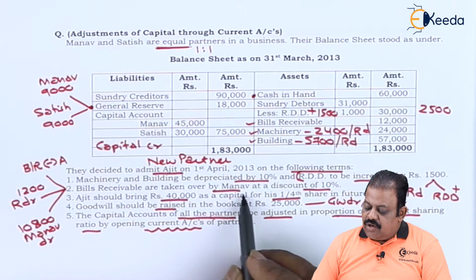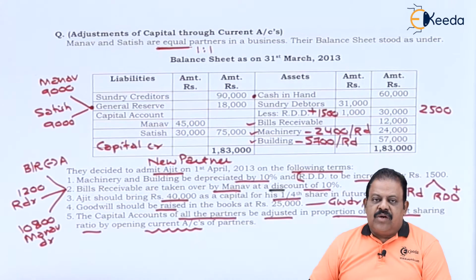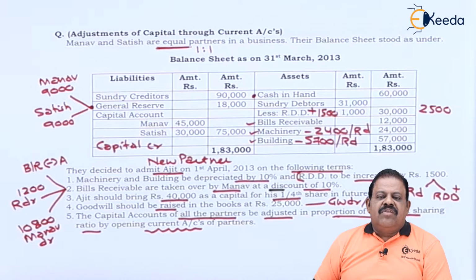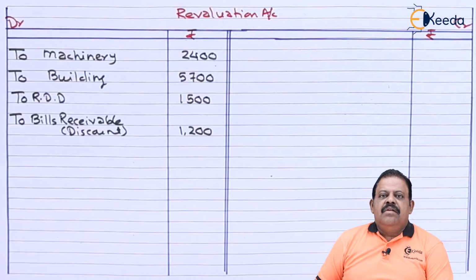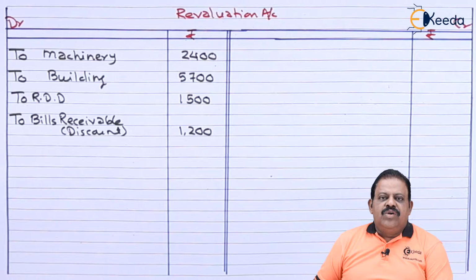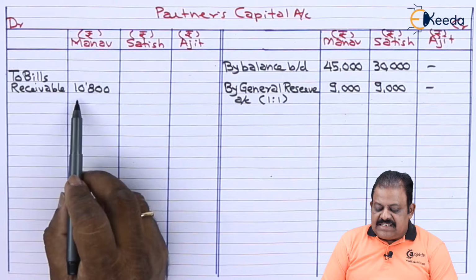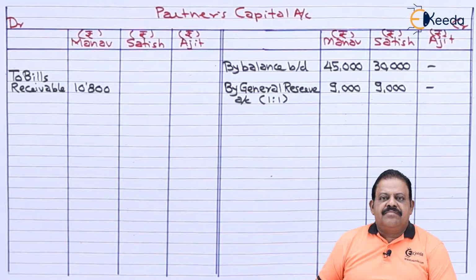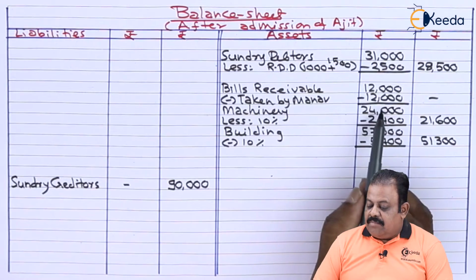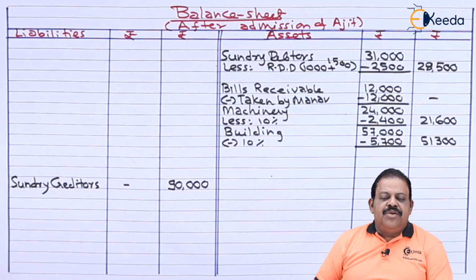Bills receivable are taken over by Manav at a discount of 10%. Bills receivable are 12,000. Discount amount will be 1,200. This will be debited to revaluation account. Revaluation account debit to bills receivable discount amount 1,200. Partners capital account debit Manav column to bills receivable 10,800. Balance sheet asset side third effect: bills receivable 12,000 less taken by Manav 12,000. So now there will be no bills receivable in new balance sheet.